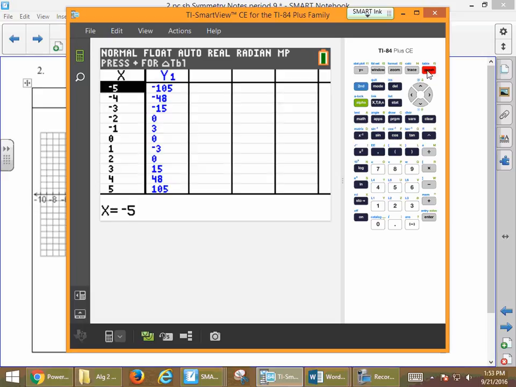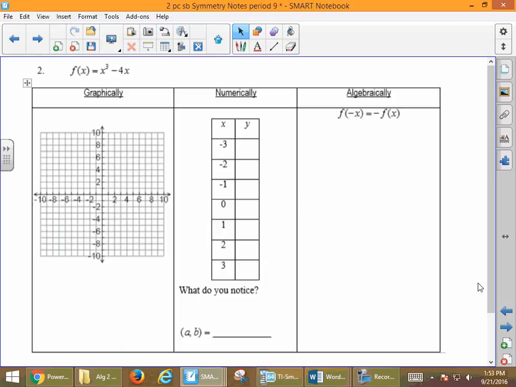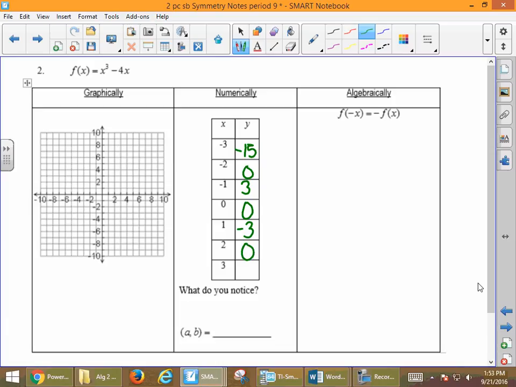So here's some values that we can fill in for our table. So just reading straight off the table then, we've got negative 3, negative 15, negative 2, 0, negative 1, 3, 0, 0, 1, negative 3, 2, 0, and 3, 15.